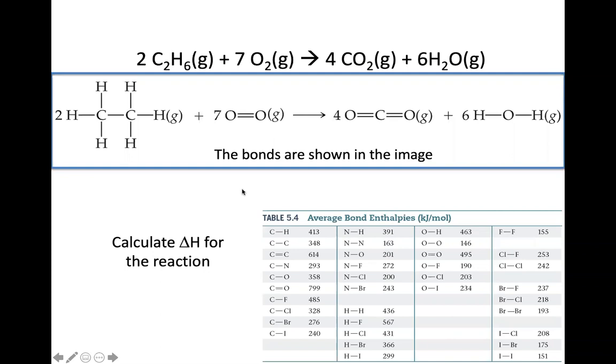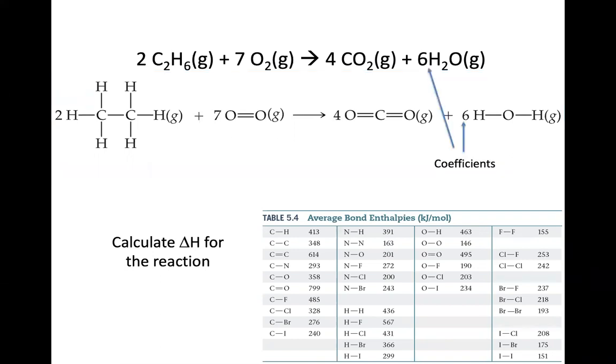This image is showing you the bonds that you are going to have to break and form during that reaction. About a month from now, you're going to learn a lot more chemistry, and you're going to be able to draw these structures yourself. But at this point, we're not quite there yet. So you can quickly recognize on your exam when it shows an image like this, it's trying to show you the bonds that are involved.